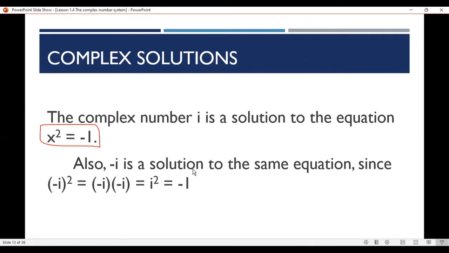Okay, also negative i is a solution to the same equation, since negative i squared is equal to negative 1. So our solutions for x are two: positive i, that's one, and the other solution is negative i. Because when we square i, i squared is negative 1, and when you square negative i, it is also negative 1. So this is our solution. The value of x is plus or minus i.